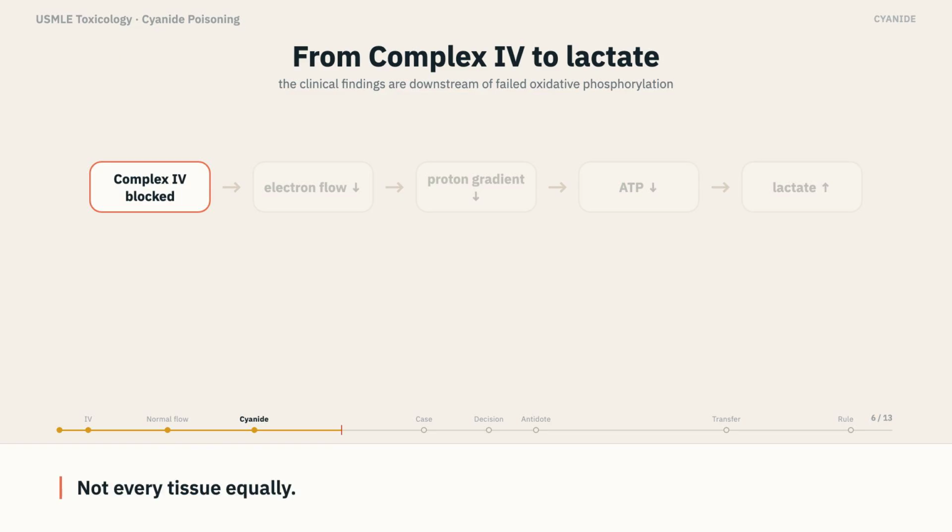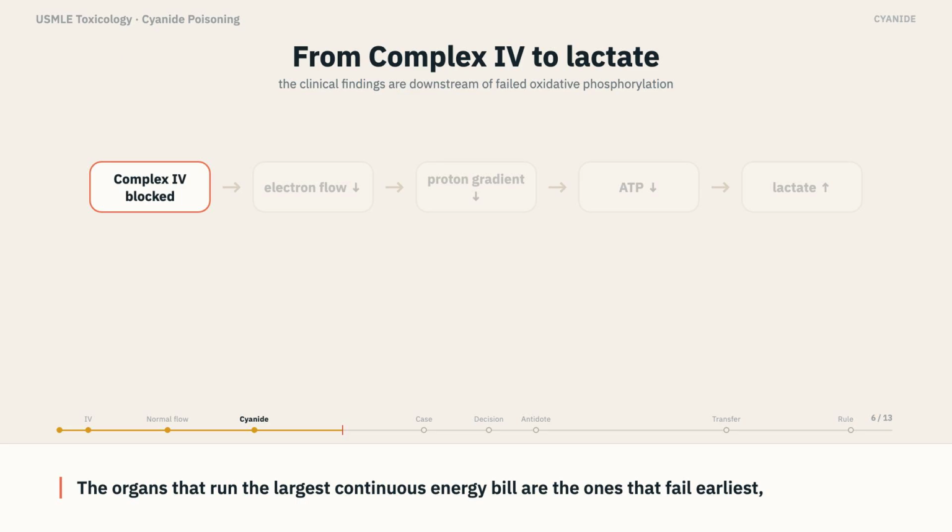Not every tissue equally. The organs that run the largest continuous energy bill are the ones that fail earliest, and that is the brain and the heart. Neurons cannot bank energy. They spend constantly on maintaining ion gradients and firing. Cardiac muscle contracts without rest. When mitochondrial ATP output drops sharply, those two go down fast.